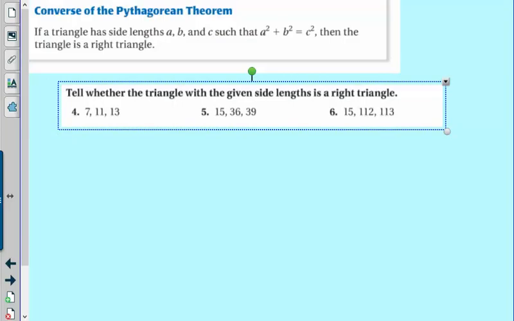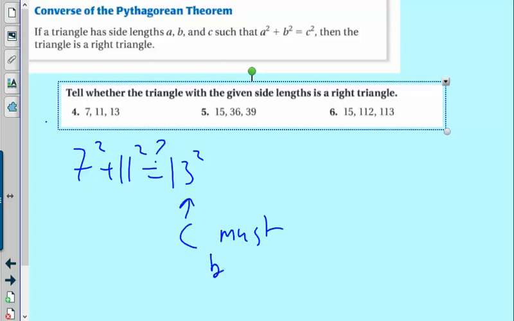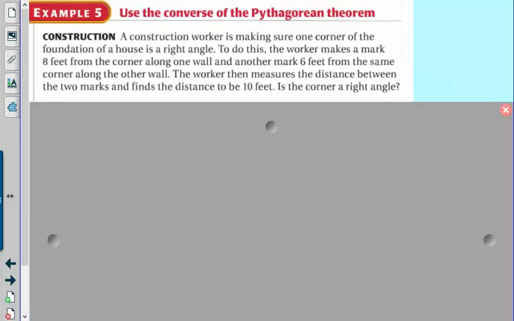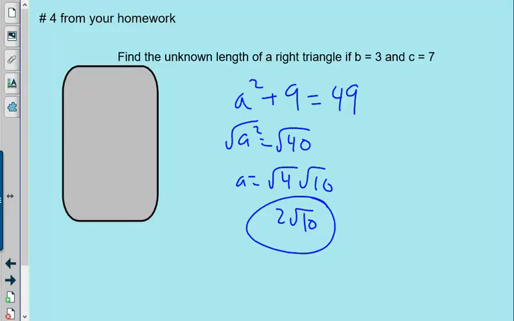And then the converse of the Pythagorean theorem is to determine whether or not a triangle is a right triangle based off its side lengths. So you can just do a squared plus b squared, and then see if that's equal to c squared. If these are equal, then it's a right triangle. If they're not equal, then it's not a right triangle. Just make sure c must be the largest number. So keep that in mind. And then, yeah, that's pretty much it.